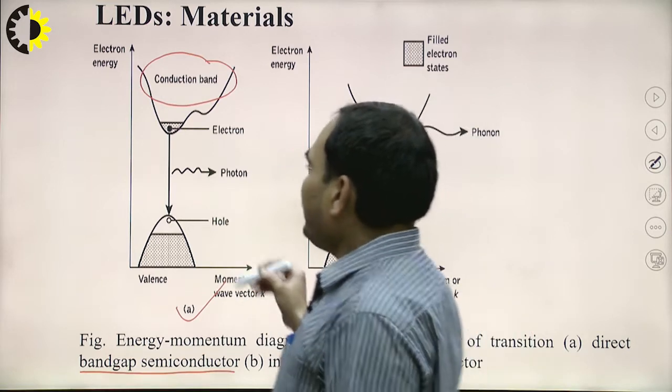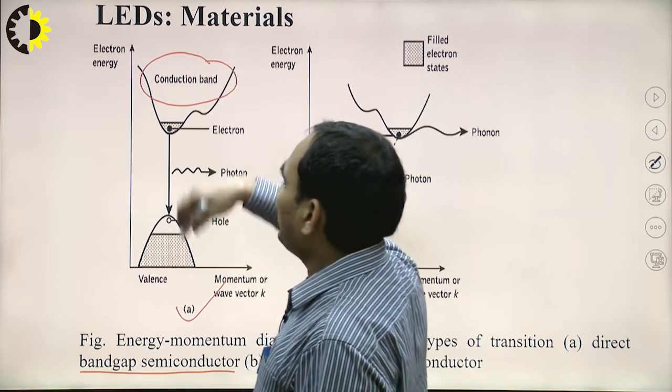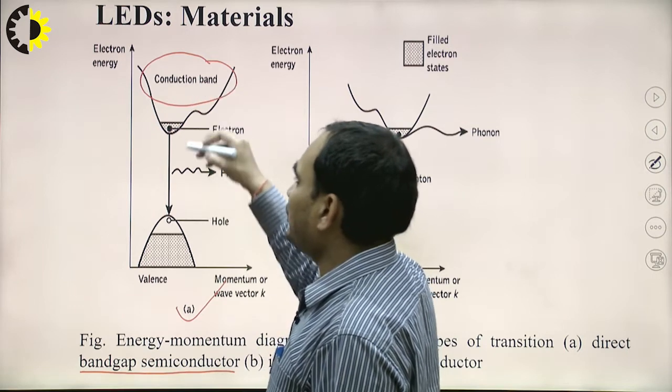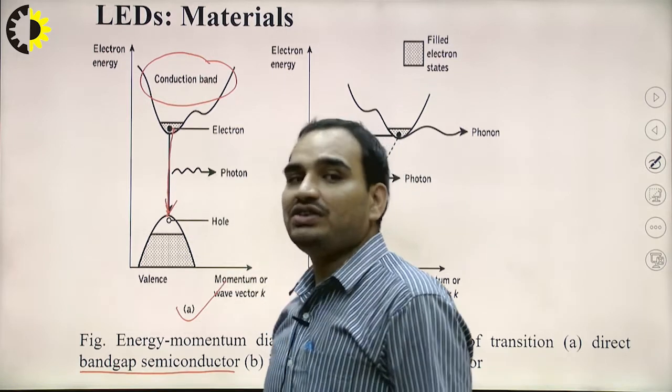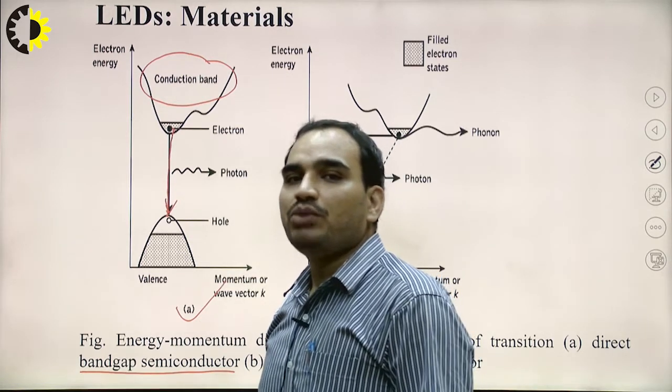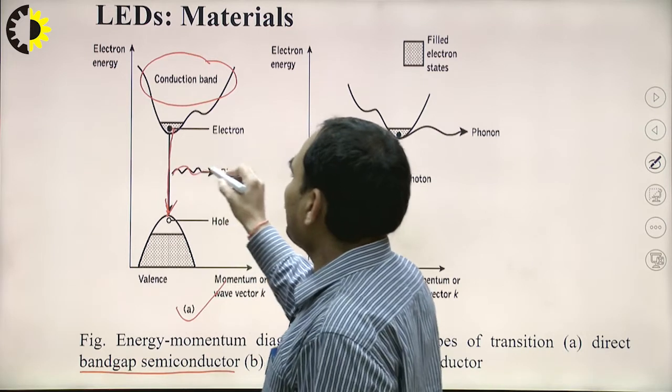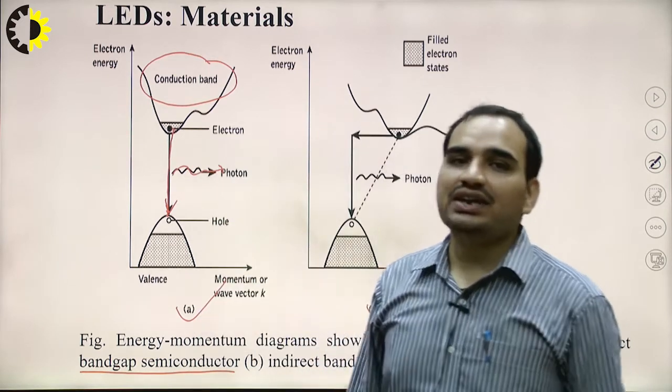In the direct band gap, when the electron and hole recombine, it releases a photon, meaning the electron from the higher energy state comes back to the lower energy state, forming the covalent bond, and it releases the photon. So this is called the direct energy band gap.